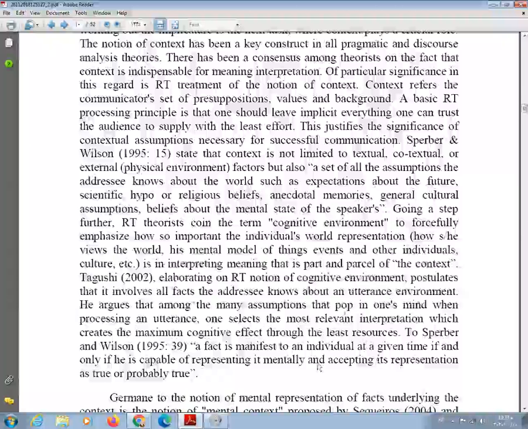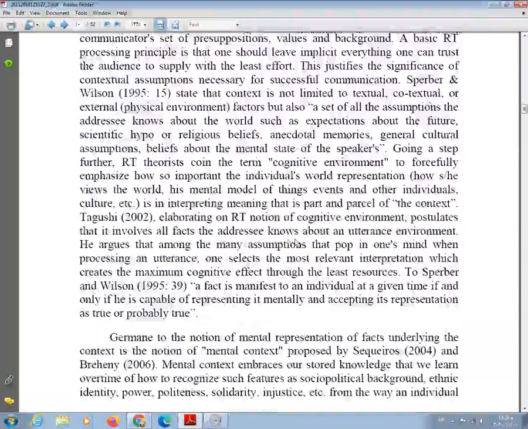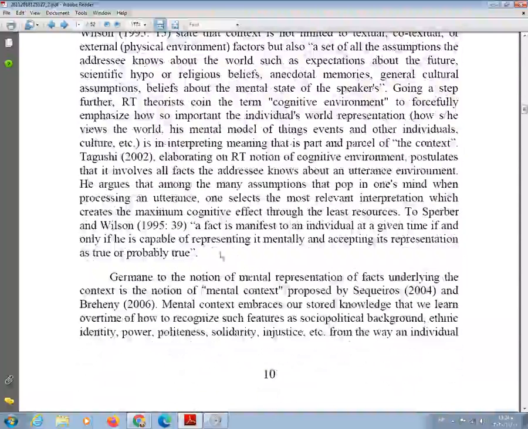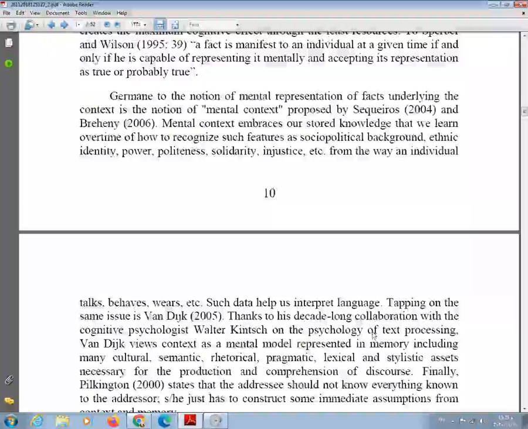We have also the notion of mental representation of facts underlying the context, which is the notion of mental context. So we have also mental context. It's not just that, it became a mental context, proposed here, and what's meant by mental context is that it embraces our stored knowledge, the same idea as the cognitive environment. Our stored knowledge that we learn over time of how to recognize such features as sociopolitical background, ethnic identity, power, politeness, solidarity, injustice, etc., from the way an individual talks, behaves, wears, etc. Such data help us interpret language.